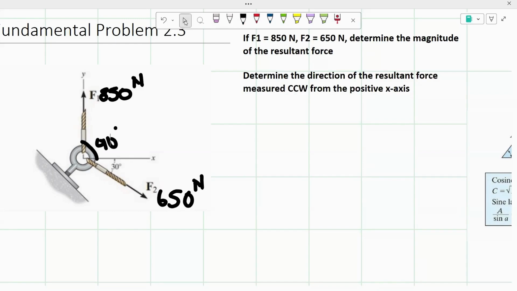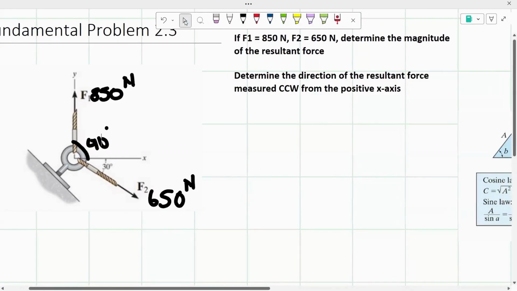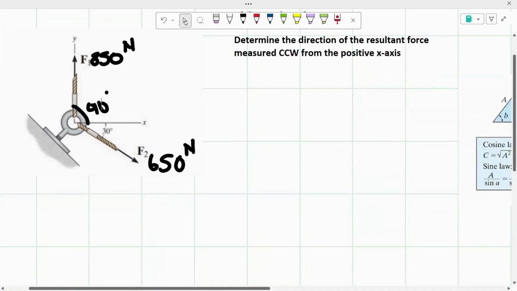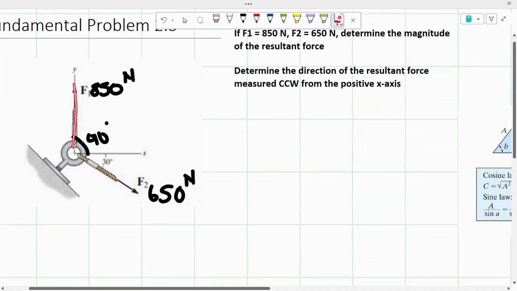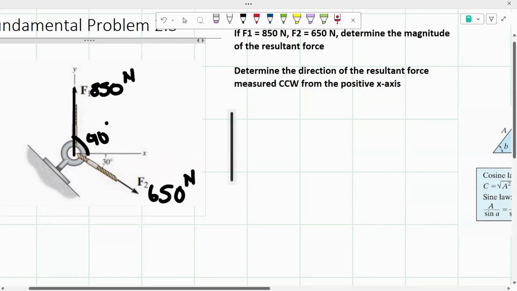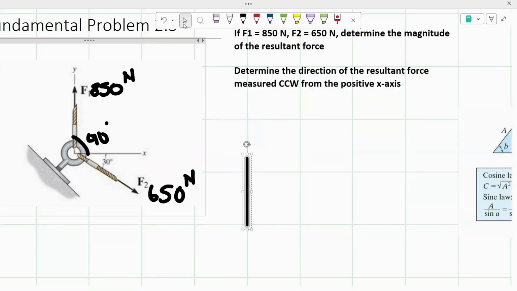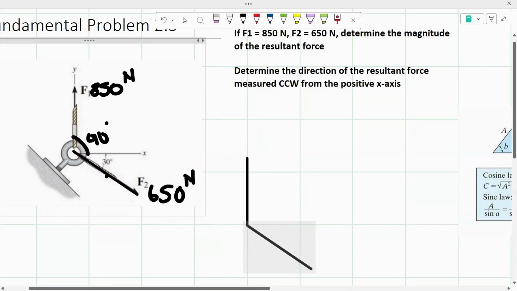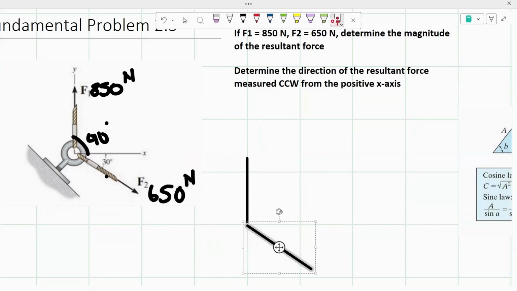So to find the magnitude of the resultant force, what I like doing is drawing out a parallelogram with the forces given to us already. So we're going to redraw the forces off to the side just so we could work with them a little more clearly. So this is our F1 right here, and this is our F2.